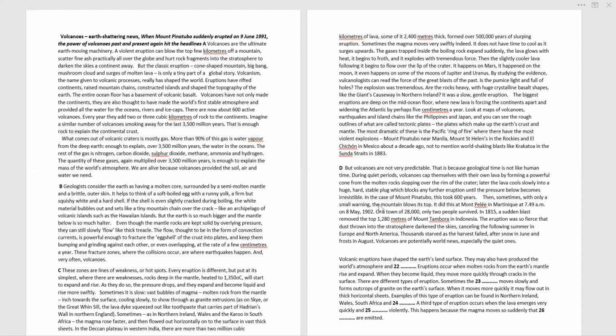Where is the third type of eruption they're describing in this passage? Passage B or passage D? Ma'am, which passage are you looking into? I'm now going to D. You're now going to D? Yes, ma'am. All right. So, I can't pinpoint it. I can't really find it.